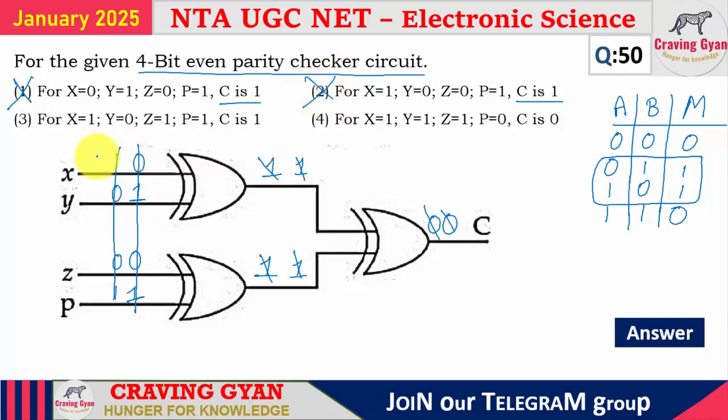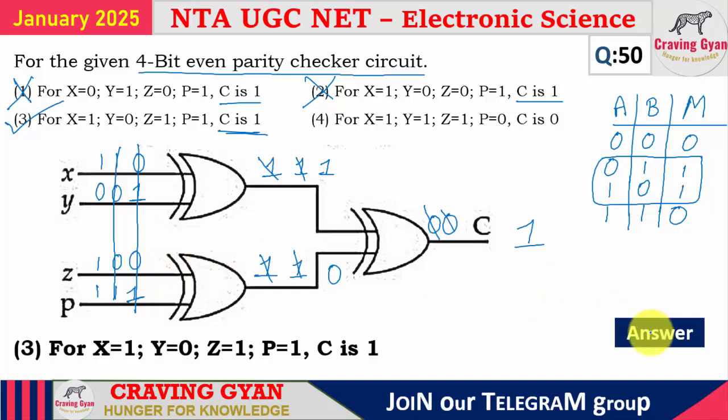In the third option, you see x equals 1, y equals 0, z is 1, p is 1. Look at the things. 1, 0 given to the XOR gate is 1. 1, 1 given to the XOR gate is 0. 1, 0 given to the XOR gate is 1. So C is 1. Yes, option 3 is correct. So based on this, which option is it going to follow? Option 3 is correct.